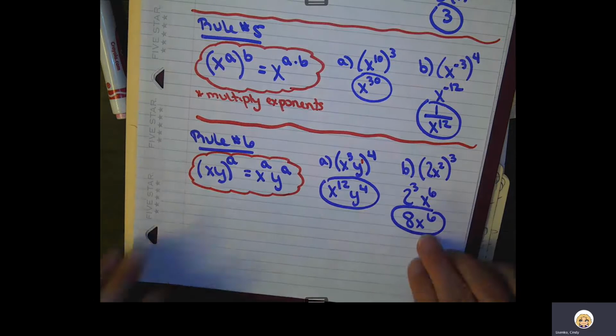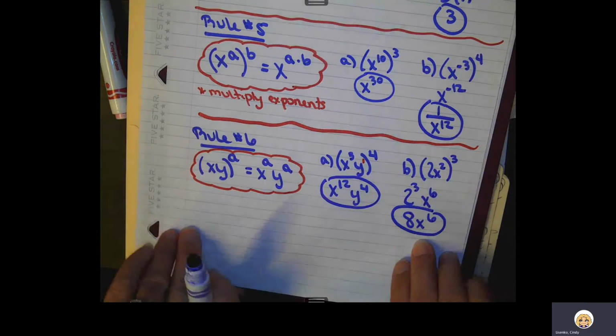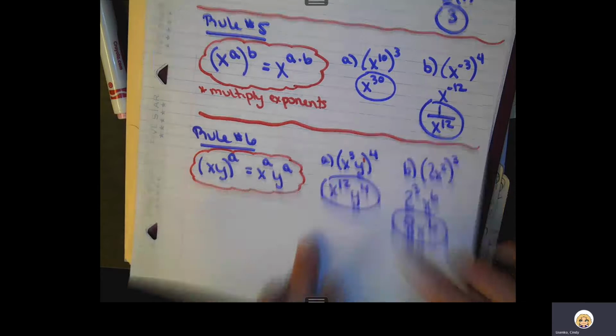One more rule. I'm going to switch to a new paper just so we have enough room. Last rule. So this is rule number 7.